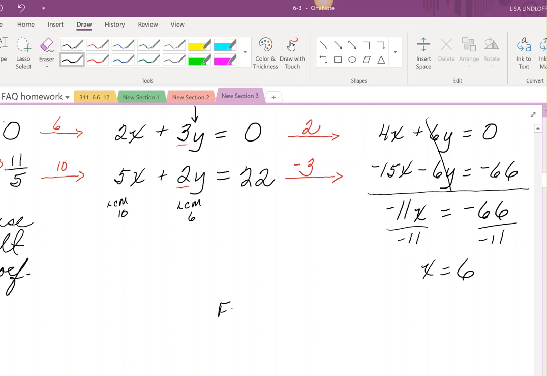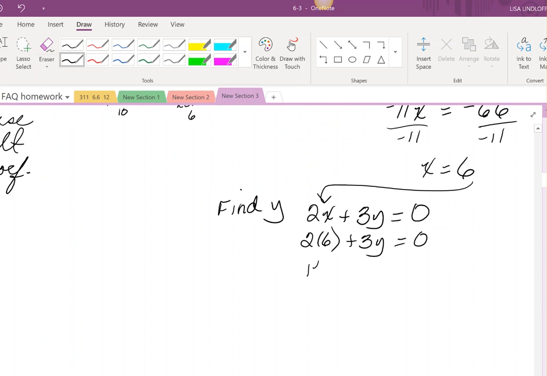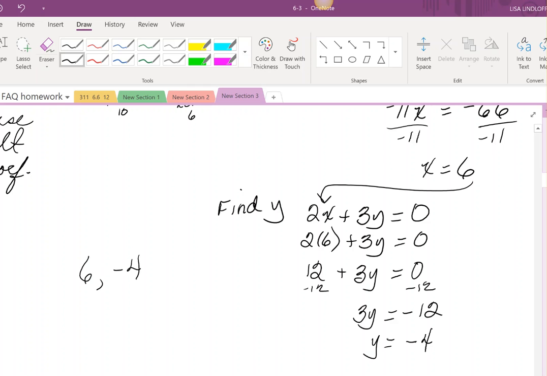Pick one to find y. So I have 2x plus 3y is 0. So that's 2 times 6 plus 3y is 0. 12 plus 3y is 0. Subtract 12. 3y is negative 12, which means y will be negative 4. My ordered pair is 6, negative 4.